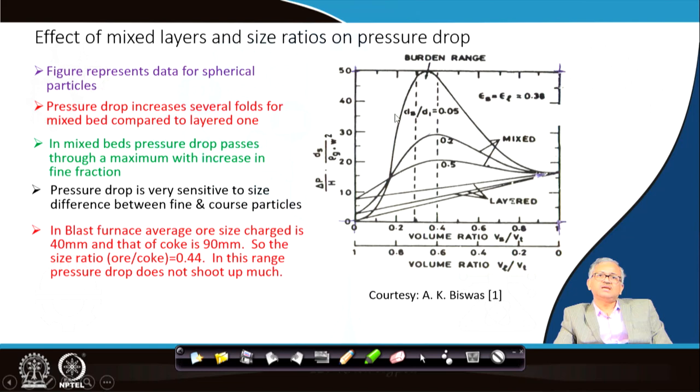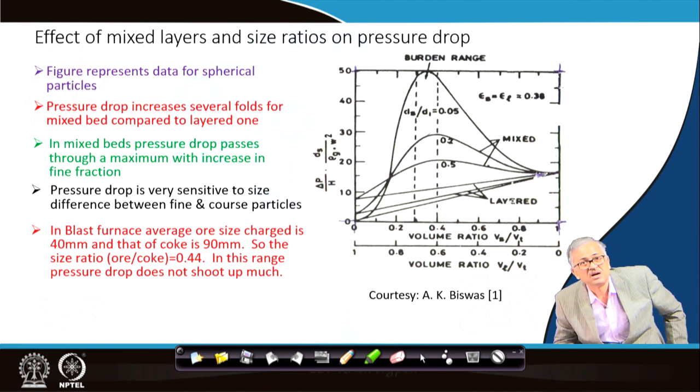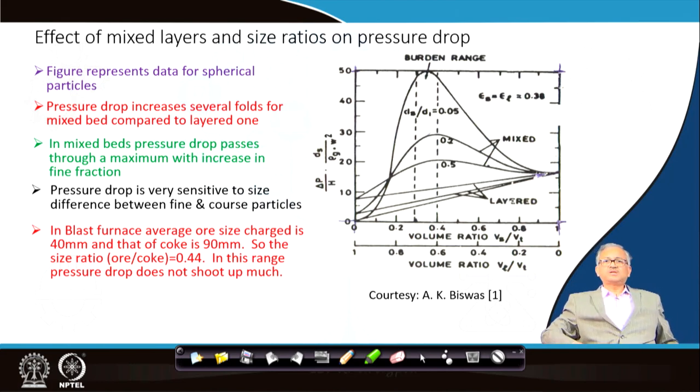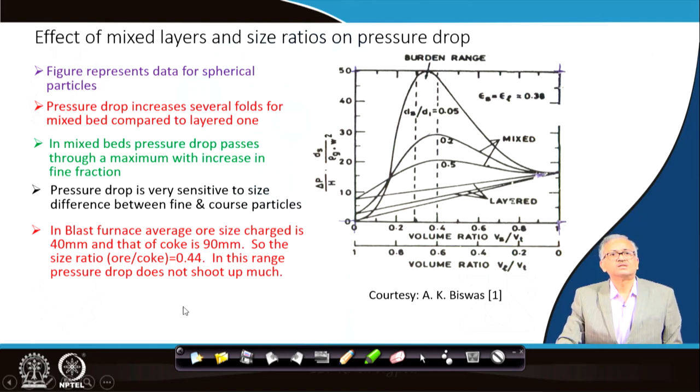So this staggering increase in the pressure drop happens only when the fine to coarse diameter ratio difference becomes very large, okay? Otherwise, in the blast furnace, when the difference is 40 to 90 millimeter, it doesn't make that much of a change. So we should not be bothered about the mixed bed in the blast furnace, because the pressure drop increase will be there obviously, but not very great. In this range the pressure drop does not shoot up much.